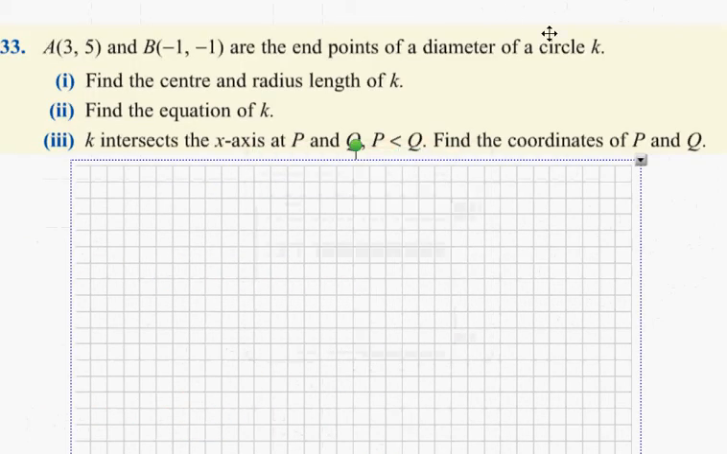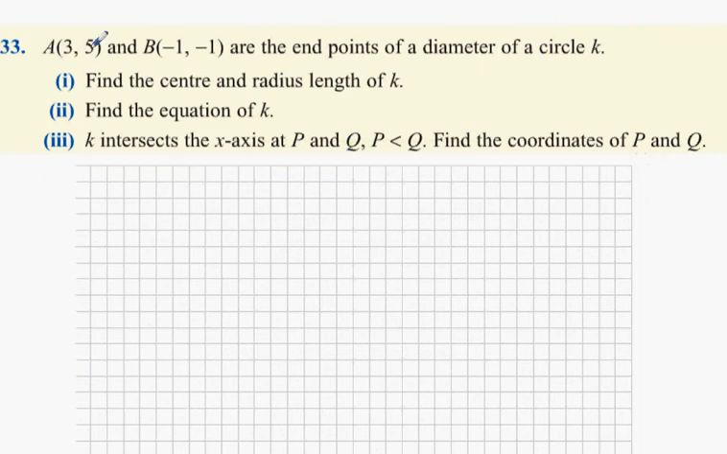What we get here is this, guys. A equals (3, 5), B equals (minus 1, minus 1) are the endpoints of a diameter of a circle K. Find the center and radius length of K. Okay, any idea what to do here?